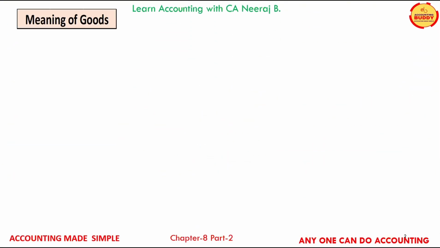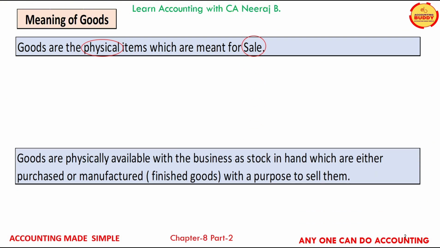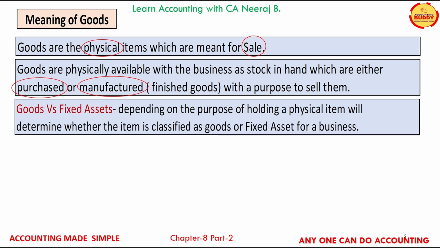Understanding the term goods is very important for the purpose of posting accurate journal entry. Goods are physical items which are meant for sale. Goods are physically available with the business as stock in hand, which are either purchased or manufactured with a purpose to sell. It is important for us to understand the purpose for which the goods are bought by the business, as that will decide whether they are recorded as goods or fixed assets. In other words, depending on the purpose of holding a physical item will determine whether the item is classified as goods or fixed assets for a business.